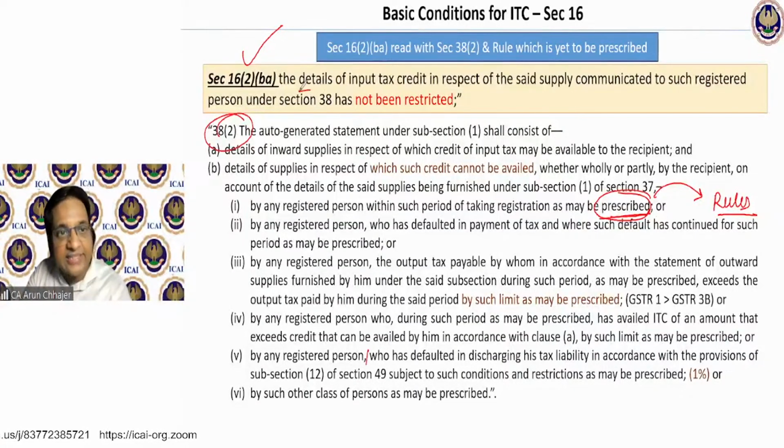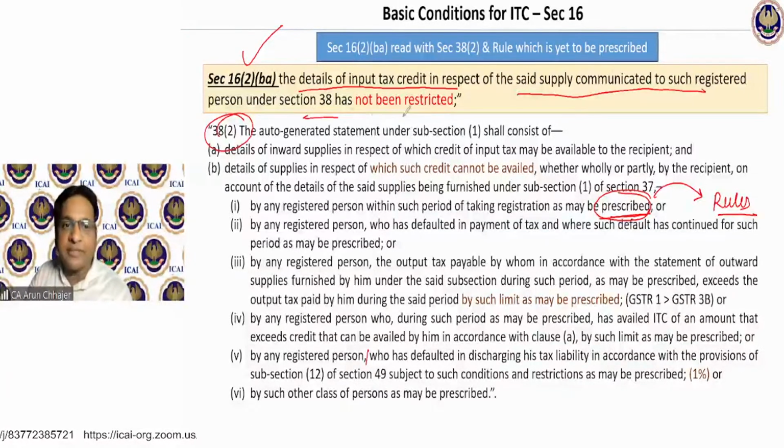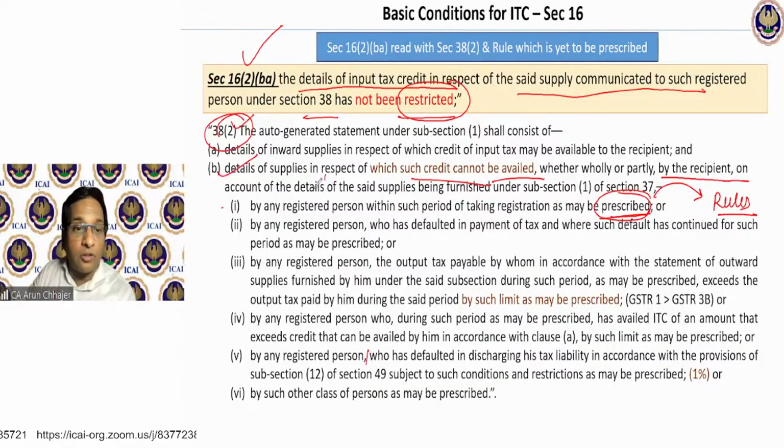What is the condition? Let's read. Details of ITC in respect of the said supply communicated to the registered person has not been restricted. When you read section 38 subsection 2, what is the meaning? What is the category of the restriction? It says that details of the ITC cannot be availed fully or partially by the recipient on account of the details of the said supply furnished by the supplier. Which supplier?